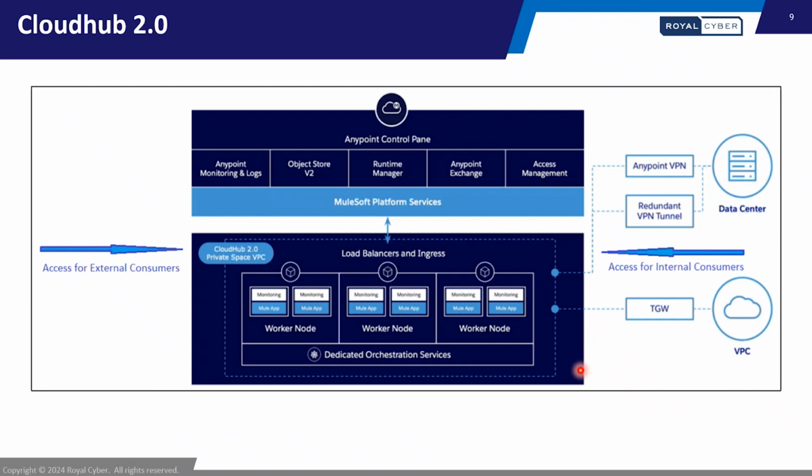The diagram shows the architecture of private space setup using a combination of ingress and load balancers, and you can restrict traffic to your APIs for only internal consumers or open it to both internal and external consumers. And you can also connect to your on-prem or private cloud resources through transit gateway or VPN tunneling.